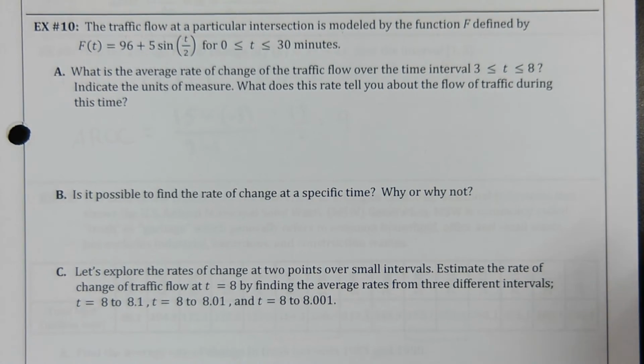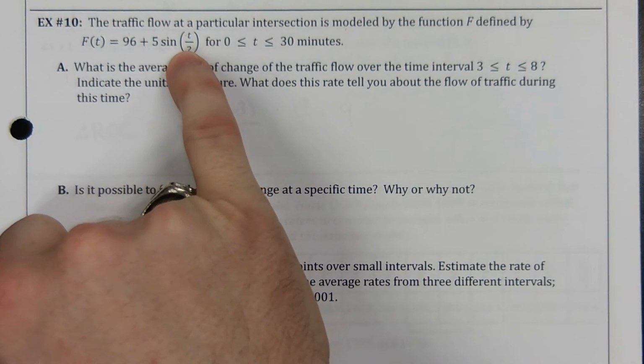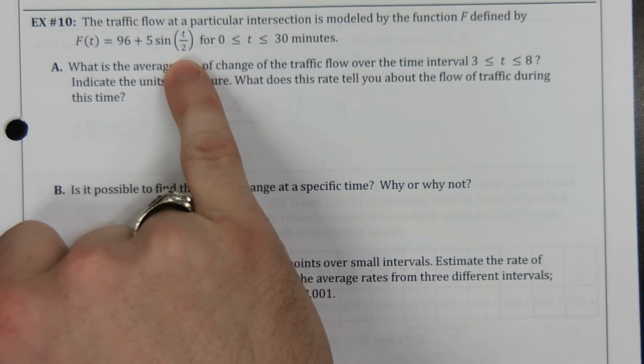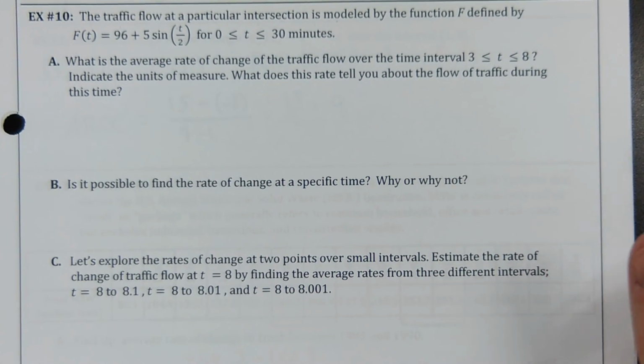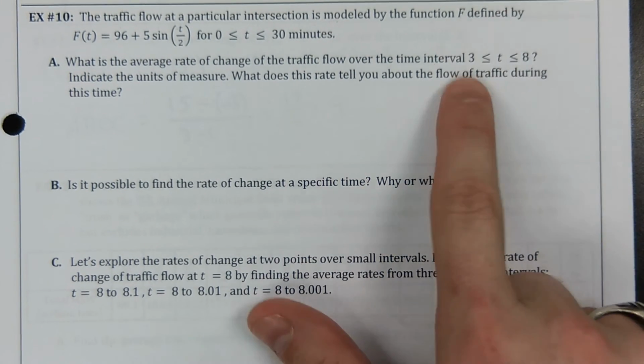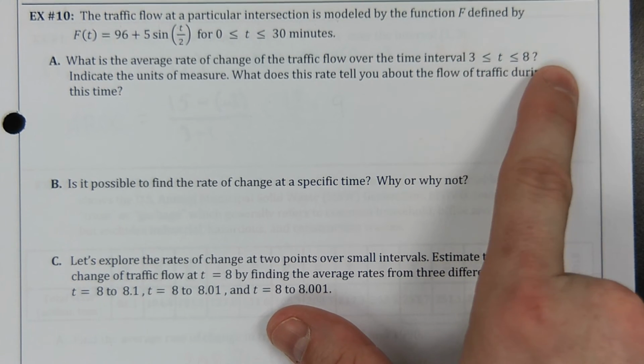The traffic flow at a particular intersection is modeled by this function. Trigonometry! I know. It says, what is the average rate of change of the traffic flow over this time interval? So that just means find the average rate of change between this time and this time.